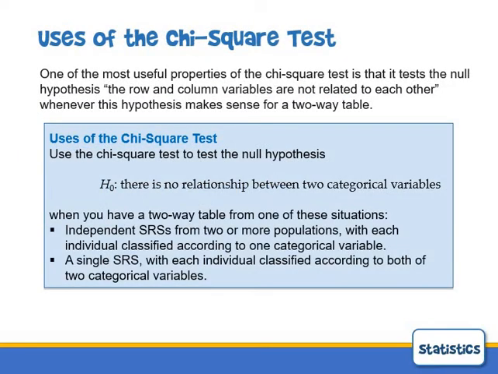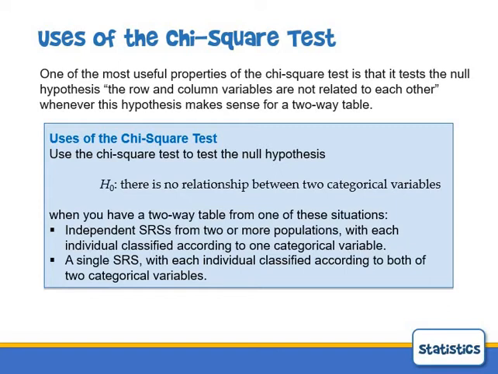And so your chi-square test always basically has the same hypotheses if you just insert your particular categorical variables. Your null hypothesis is that there's no relationship between the two categorical variables. The alternative is that there is. You may be able to put a better real-world interpretation on that depending on what they are.